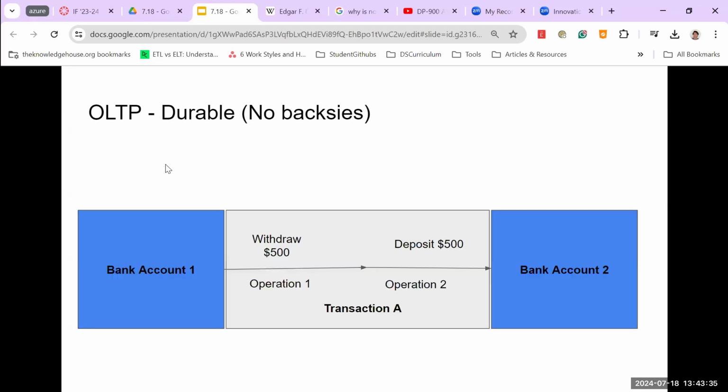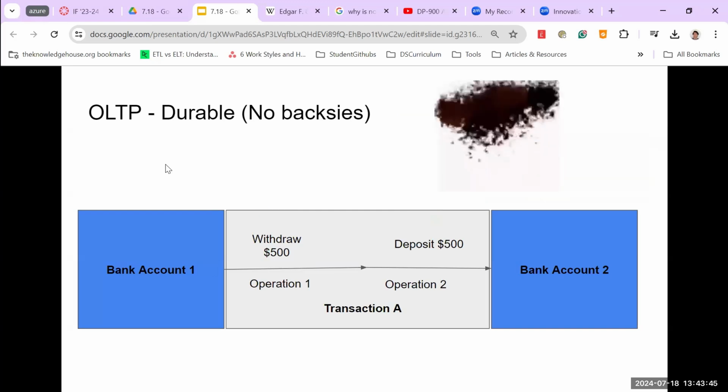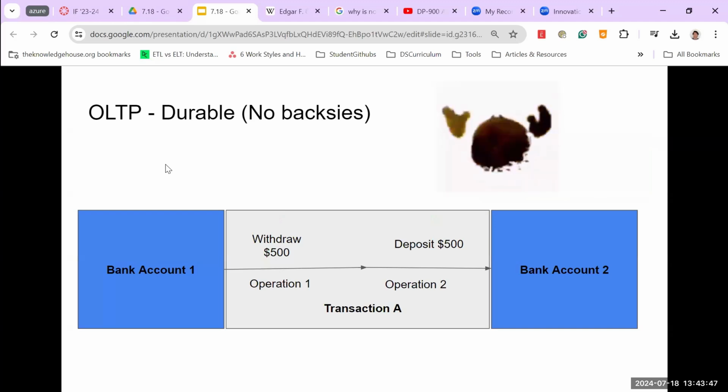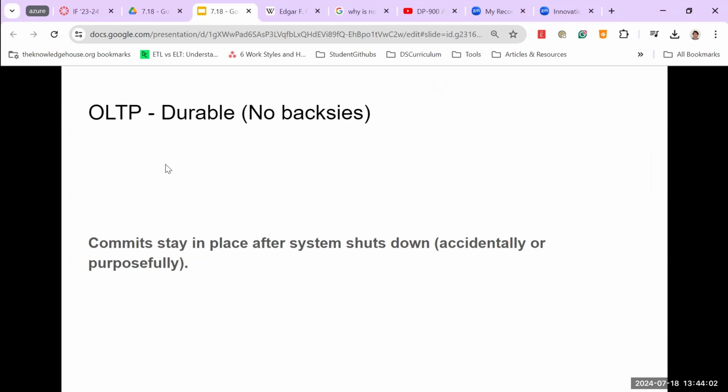Once again, this is one of the more simple ones. It basically says after completing a transaction, let's say we power off the system for the day or for maintenance, our value is not going to be lost. We're not going to undo transactions, right? Basically, if a transaction completed, it will stay, especially in the history of transactions. Commits stay in place, even after system failure, or even after a system shuts down purposefully.